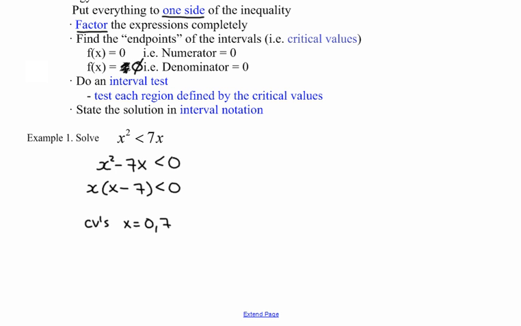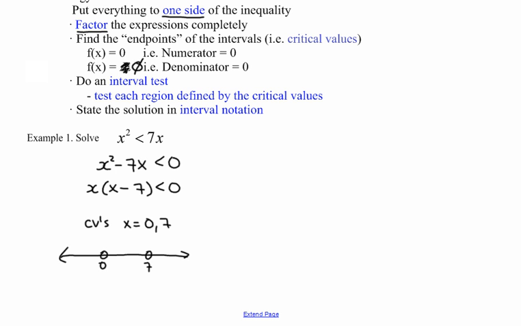So when we do an interval test, I'm going to show you the chart that you've done before, and then also with the number line. Okay? So what you've done in the past, if you put this on a number line, be very careful because this doesn't have an equal to symbol underneath. So these are open circles. So 0 and then 7.